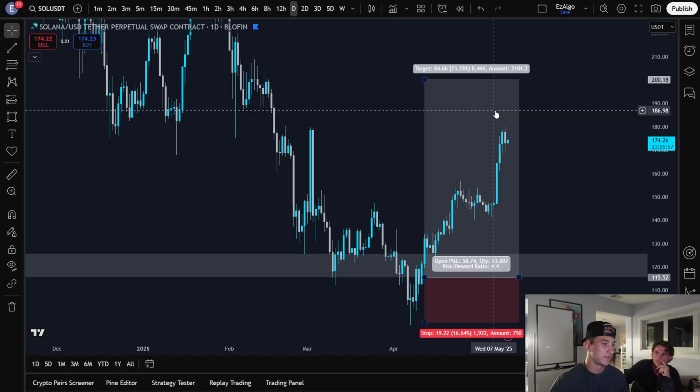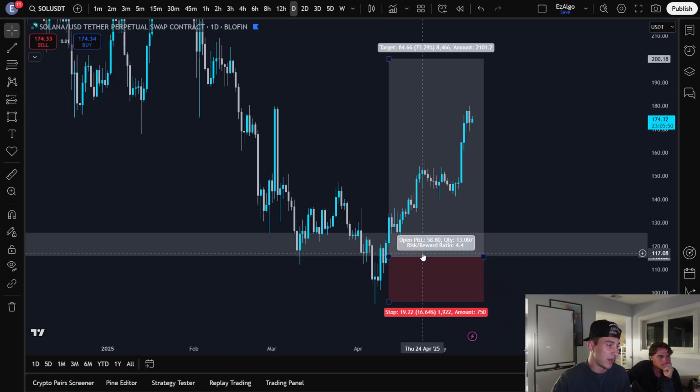And this is all leveraged. Yeah, this is leverage. I mean, you can do spot too, but if you're going to do spot, then you have to put in multiple tens of thousands to make a decent amount.